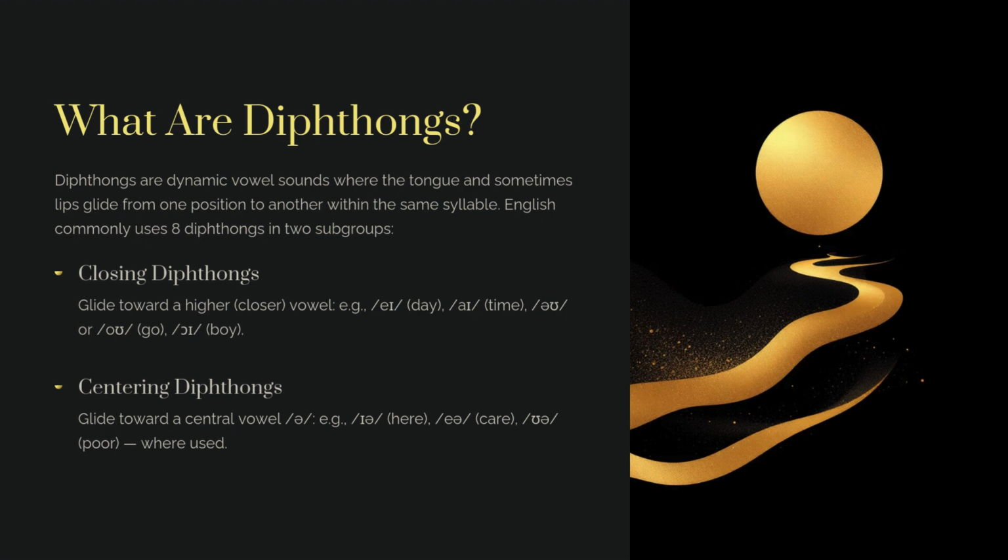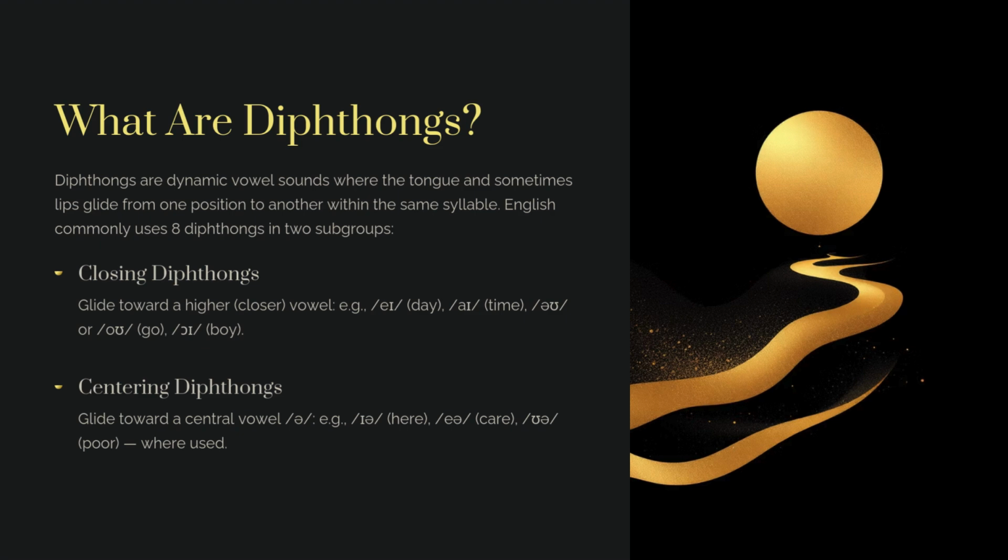Examples: E, in day. Sentence: today is a beautiful day. Ah, in time. Sentence: time is very important. In go. Sentence: I will go to school. In boy. Sentence: the boy is playing outside.